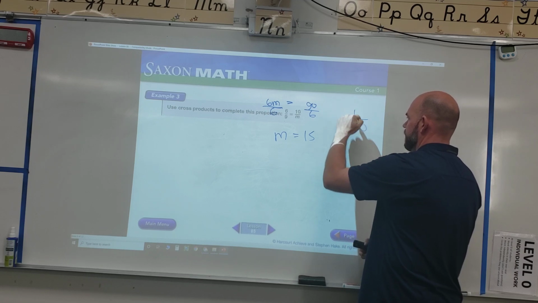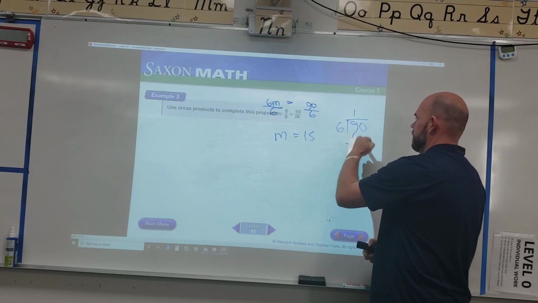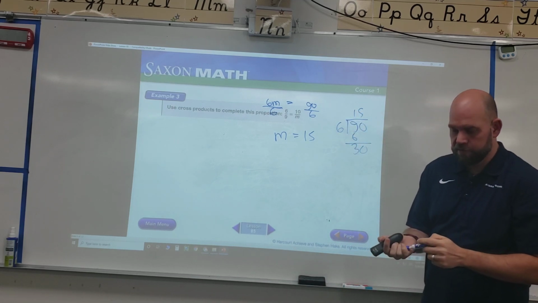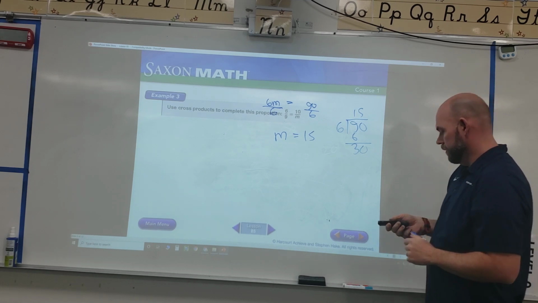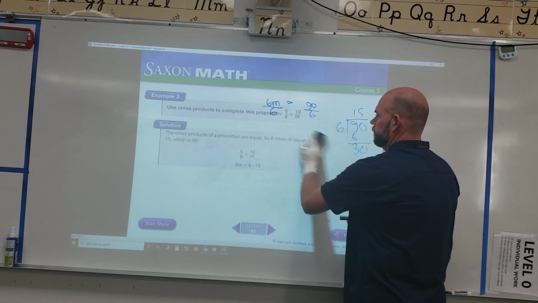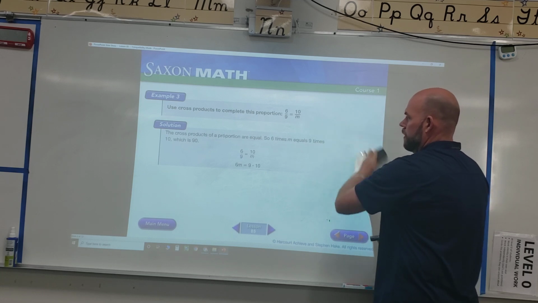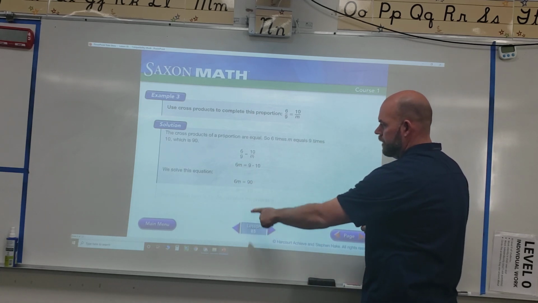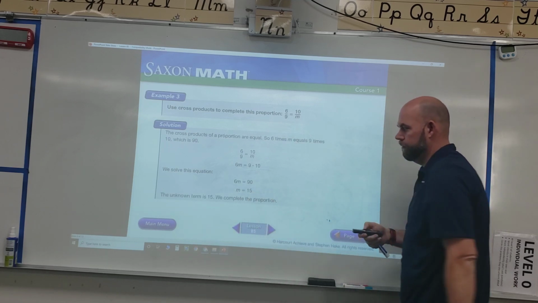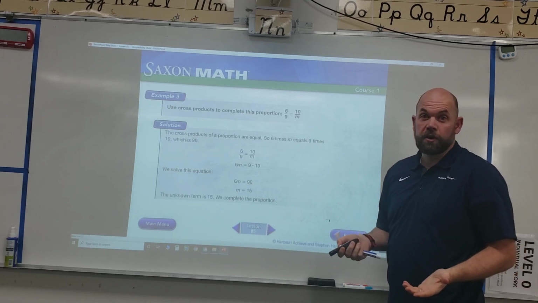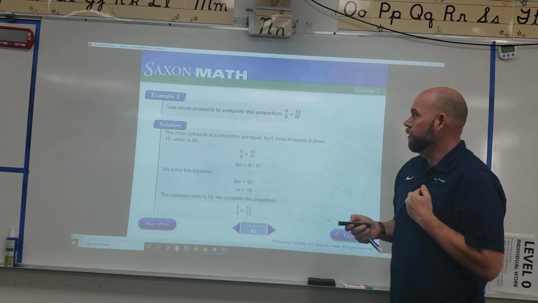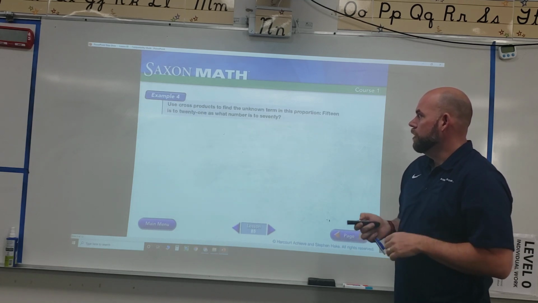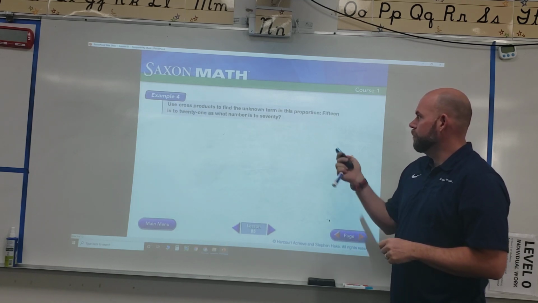90 divided by 6 is 15, yeah, it's 15. So we can solve it that way. Okay, so we get 6m equals 90, and then m equals 15. So we can just use our cross products to solve for the unknown term. Use cross products to find the unknown term in this proportion.